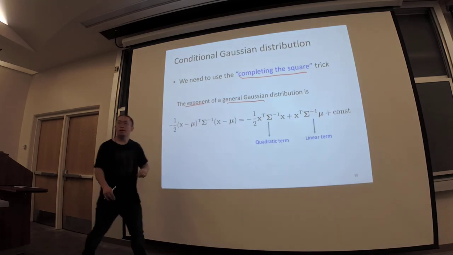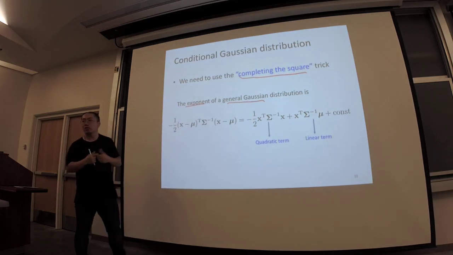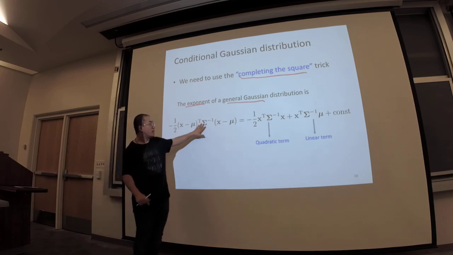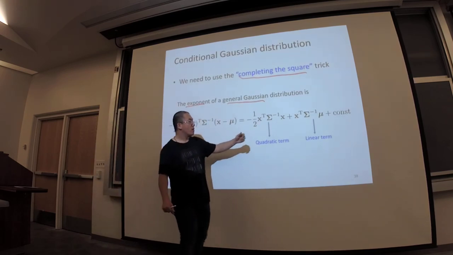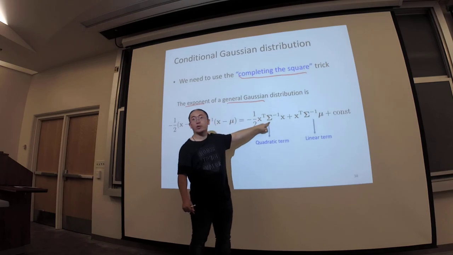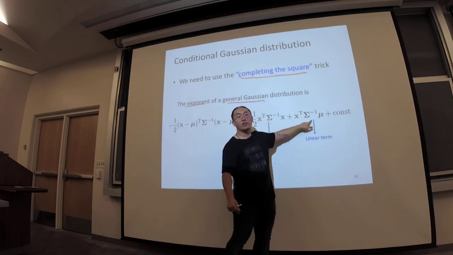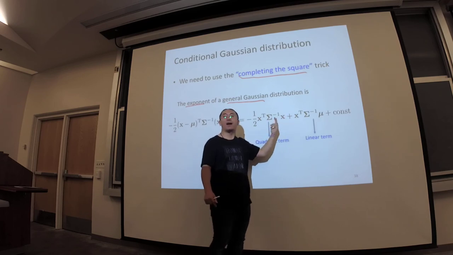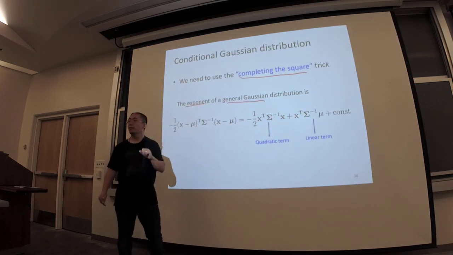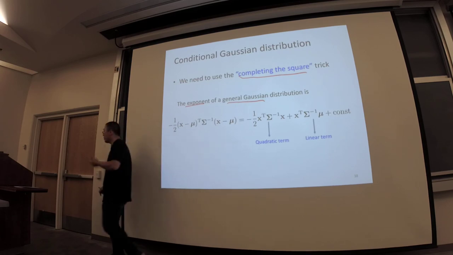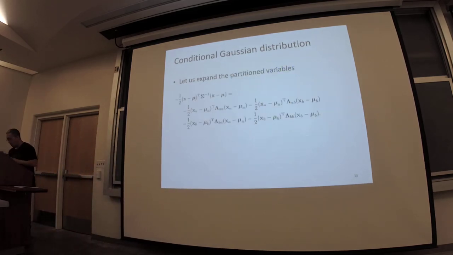That means if we want to find another Gaussian distribution, we want to find its corresponding sigma and mu, we only need to identify which is the matrix in the quadratic term and which is the vector in the linear term. Then we can map back to the corresponding mu and sigma. For the conditional Gaussian, we use the same trick. So let us try to expand the partitioned variables. This is a full vector, and let me write it down as a partitioned version.